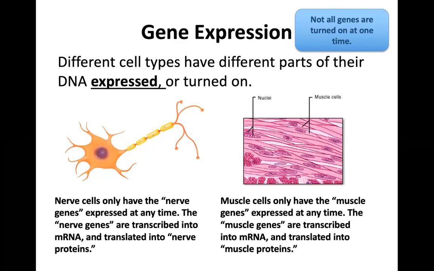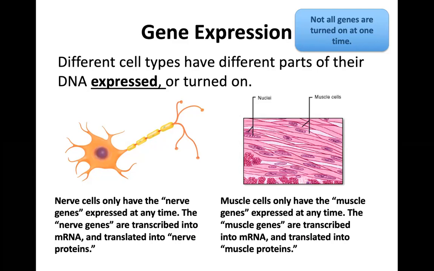So what do you say about DNA way back when? It has to be transcribed into what? RNA. So RNA is what leaves the nucleus and takes DNA's message where it needs to go. Is that kind of what you were talking about? Okay. So nerve cells only have the nerve genes expressed, muscle genes, blood genes, and so on and so forth.